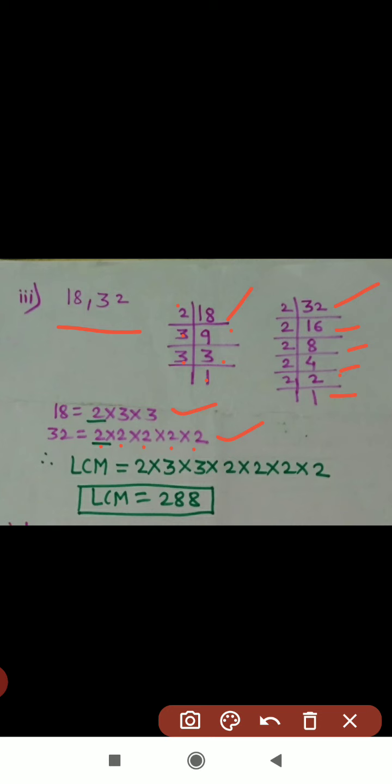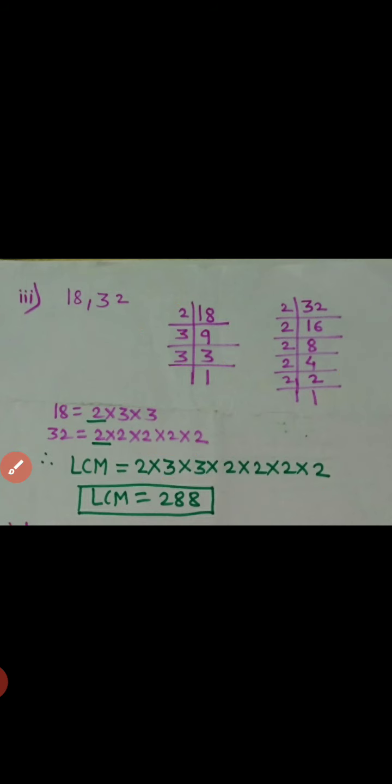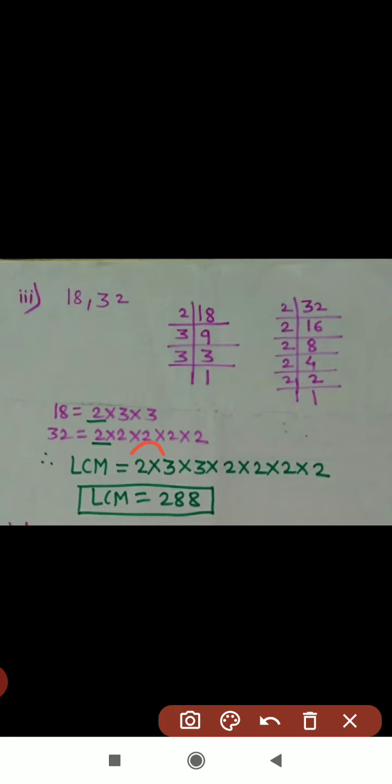Now which is common here? Only 2 is common in both, so I wrote here first 2 and the remaining factors as they are you have to write: 3 into 3, 2 into 2 into 2 into 2. This is 4 times 2. So what is the answer of that? This is 288. So what is the LCM of 18 and 32? That is 288. Understood, children?